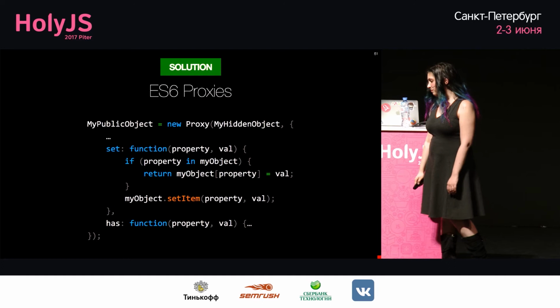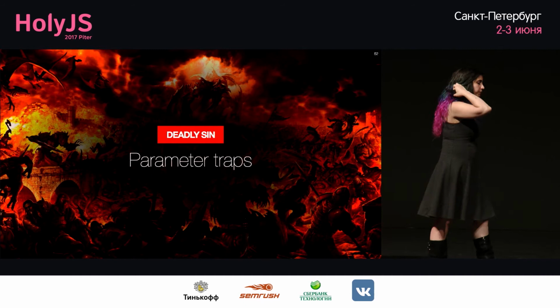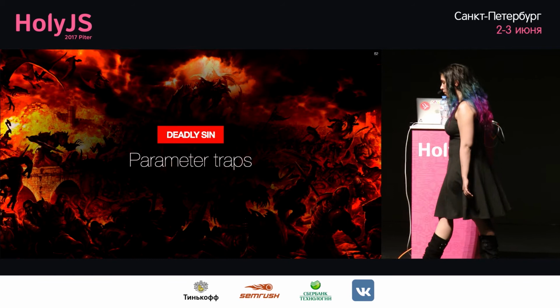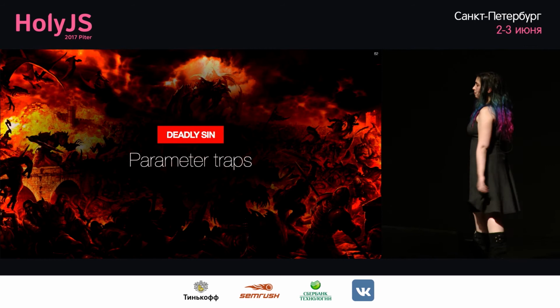If you've read about API design, probably the first thing that it mentioned would be Boolean traps, which I've called parameter traps here because I find that it applies to more than just Booleans, at least numbers. So what do I mean by parameter traps? Let's look at an example.